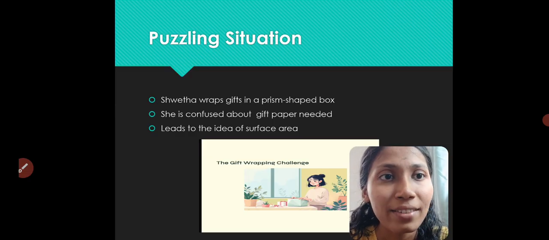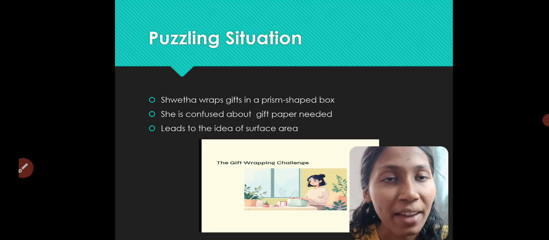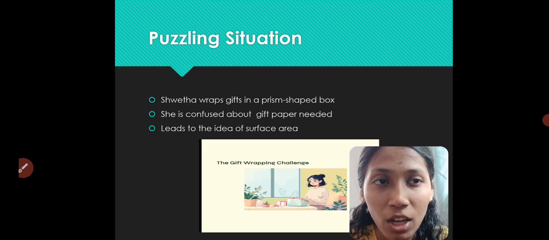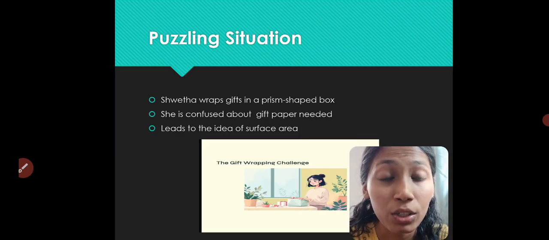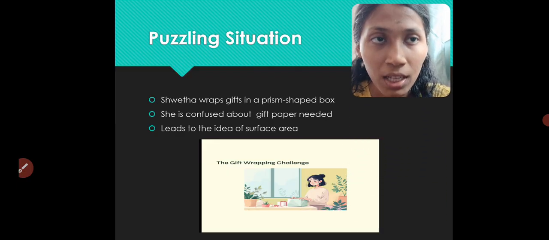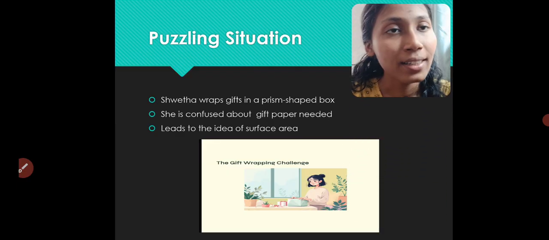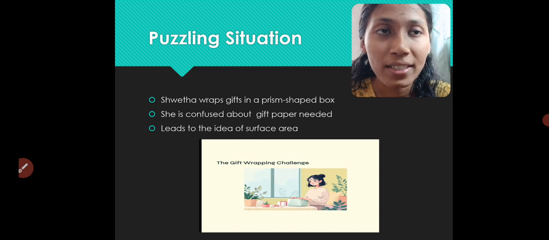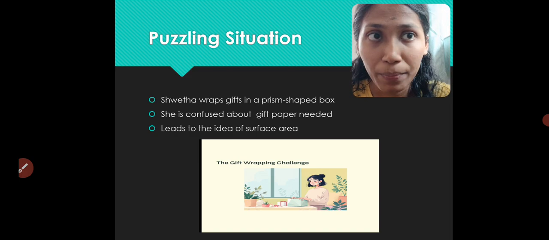Otherwise, it causes wastage, right? So, can we solve the situation? Can we work out how much paper Shweta needs to cover the gifts? So, let's learn about the surface area of such rectangular boxes, about the surface area of a prism, etc.